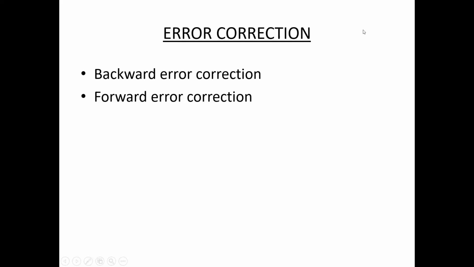We discuss error correction. Error correction codes are used to detect and correct the errors when the data is transmitted from sender to receiver. There are two types of error correction: backward error correction and forward error correction.